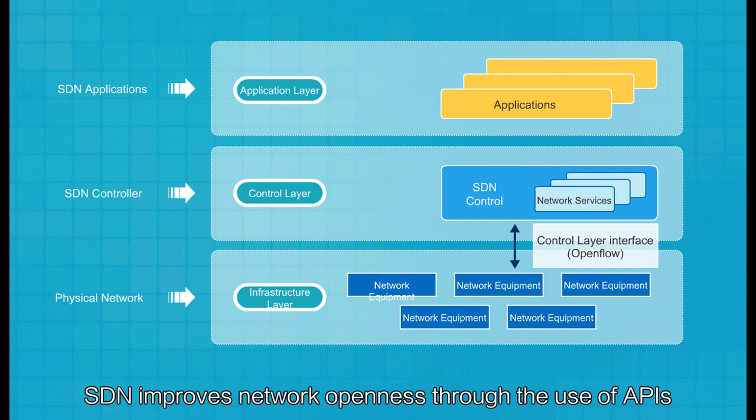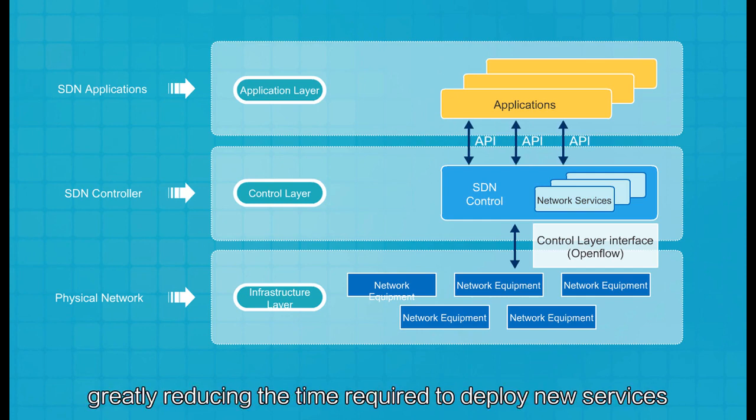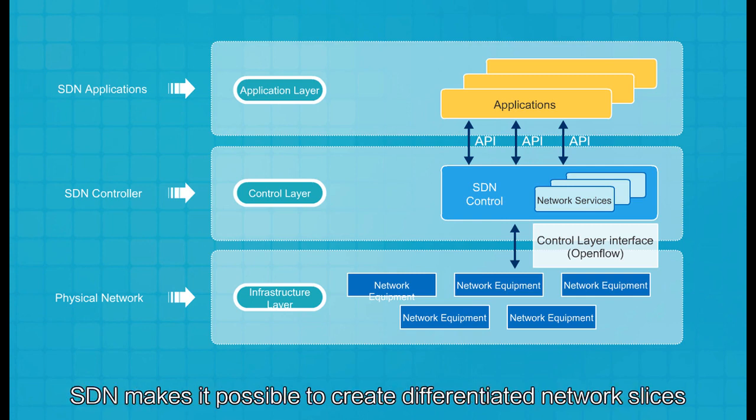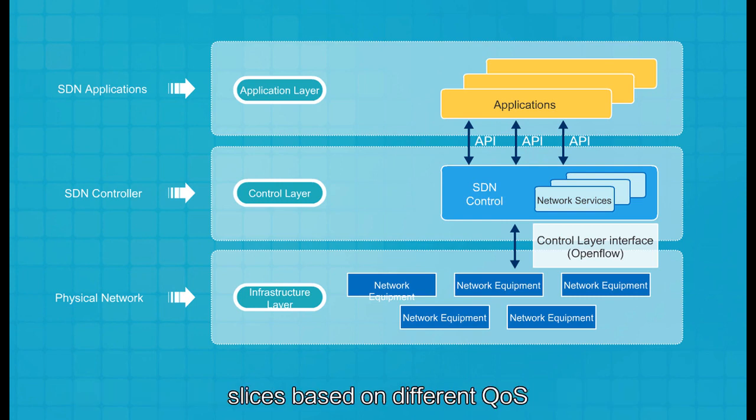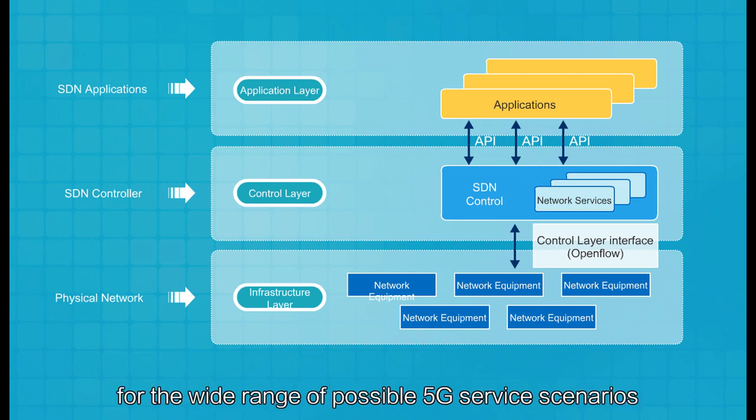SDN improves network openness through the use of APIs, greatly reducing the time required to deploy new services. SDN makes it possible to create differentiated network slices, slices based on different QoS, slices that are custom designed for the wide range of possible 5G service scenarios.